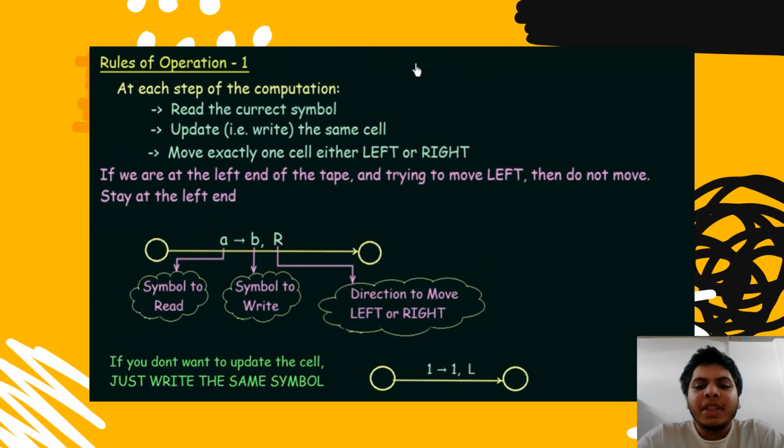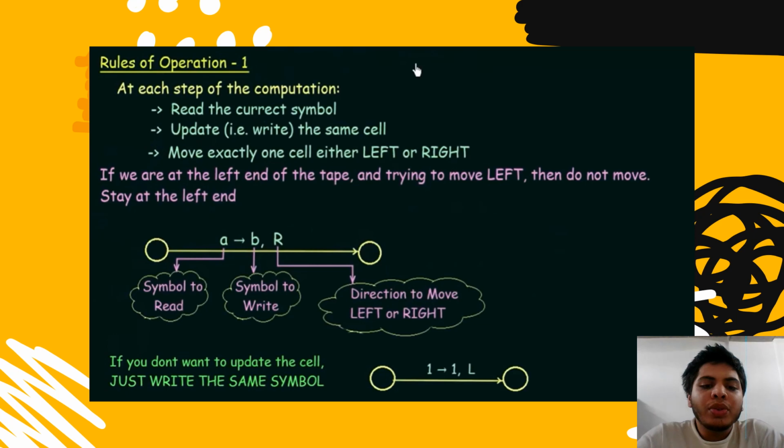This circle represents the state. You see that your tape head is on the symbol 1, and this is the symbol that you are going to read. So since you don't want to update the cell, what you do is you just write the same symbol onto the cell again. So you have 1 here and you have 1 here also, because you are writing the same thing in the same cell. And then we have L over here, which means you have to move to the left. So those were the first set of rules of operations that you can perform.